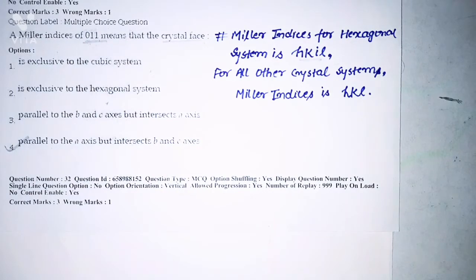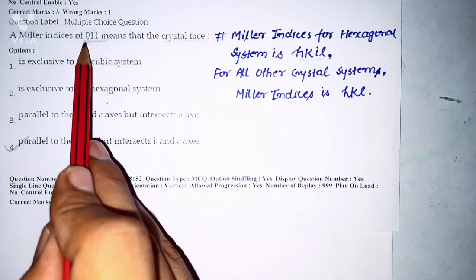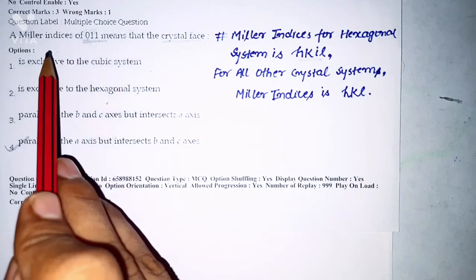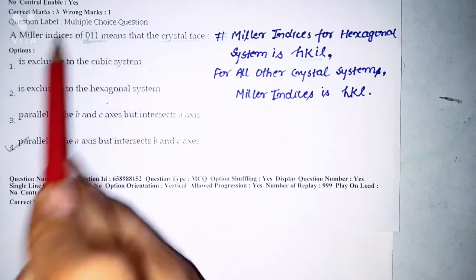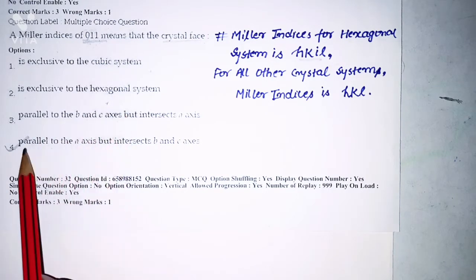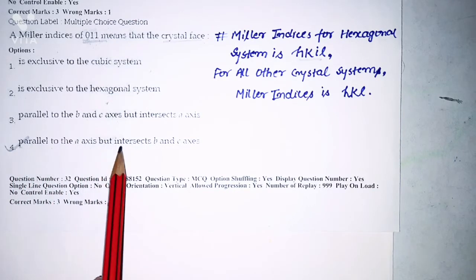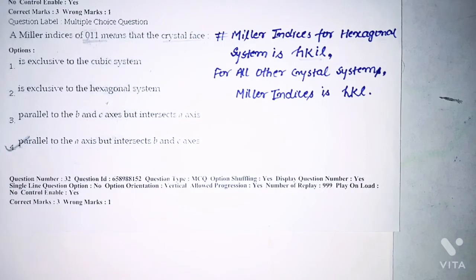Here this 0 indicates that the crystal phase is not cutting A axis, or you can say it is parallel to A axis, and this 1 indicates that this crystal phase is intersecting B and C axis. So, in option 4, you will get that the crystal phase is parallel to A axis but intersects B and C axis. So, the correct answer of this question is option 4.